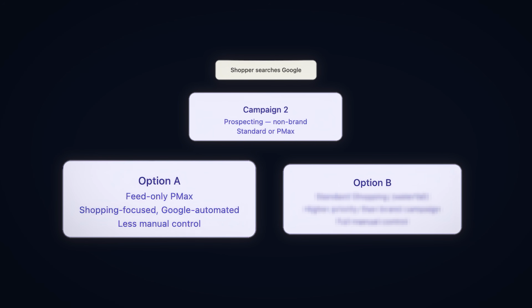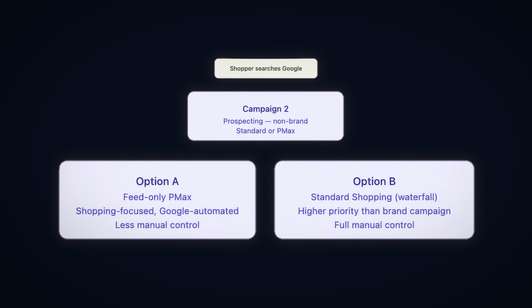The caveat with any PMax is that once you add creative assets, Google controls where the spend goes across all of those inventory types, so that's something you'll need to monitor closely. Then option two is another standard shopping campaign set to a higher priority than your brand campaign, and this is sometimes called a waterfall structure. It just gives you more direct control over where your budget goes because you're staying purely within shopping inventory.